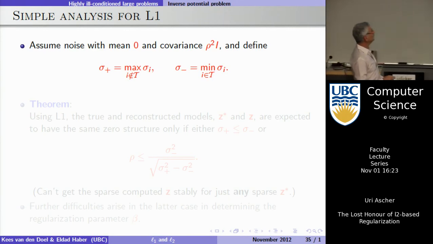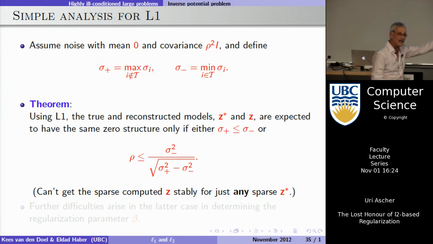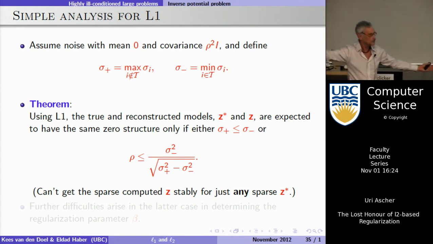So if we write sigma plus as the maximum of the singular values among the basic variables, and sigma minus as the minimum among the non-basic ones, then here is a theorem. Let's assume that the noise has zero mean and rho square covariance. Then the theorem says it will work if sigma plus is less than or equal to sigma minus, or this condition holds. This condition gets worse and worse, more and more strict, as the problem gets more and more ill-posed. And what this means is that somehow the singular values of the problem have to align with my invention of a true solution. You see?